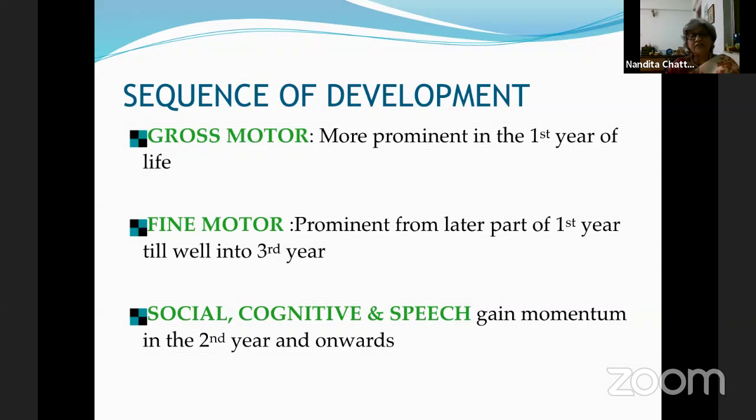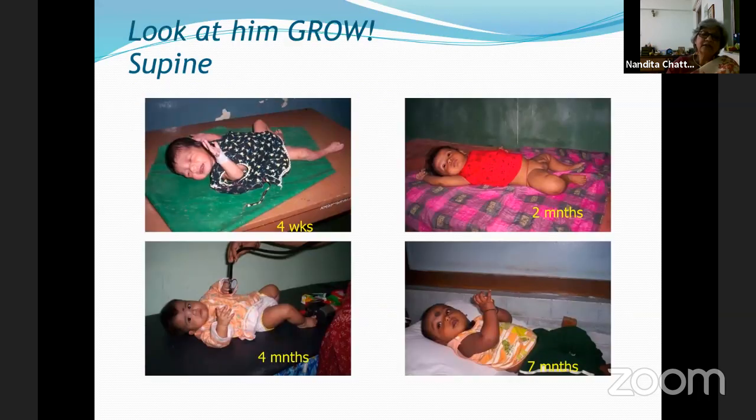Then from the later half of the first year comes in the fine motor development, which goes well into the third year of life. Social, cognitive, and speech starts developing from the first year, but it gains momentum from the second year and onwards. With this, we will go into the milestones.